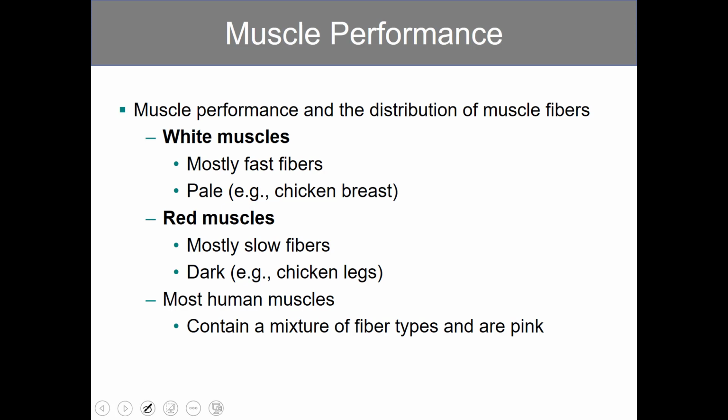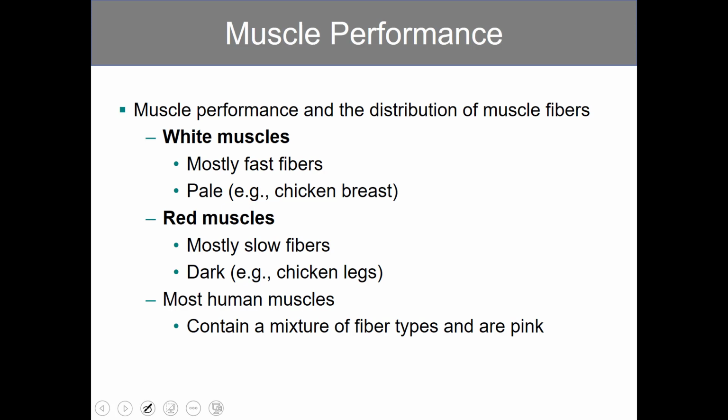Red muscles, or red meat, which we call dark meat, are predominantly slow fibers. The thigh or the legs of a chicken are muscles that have a tremendous amount of slow fibers, and the dark or red color is really associated with the myoglobin, the protein that stores excess oxygen.